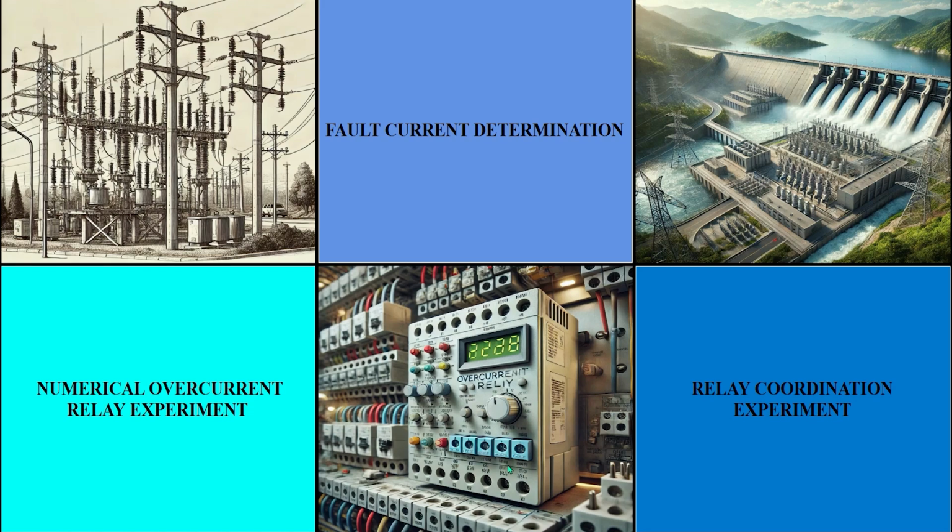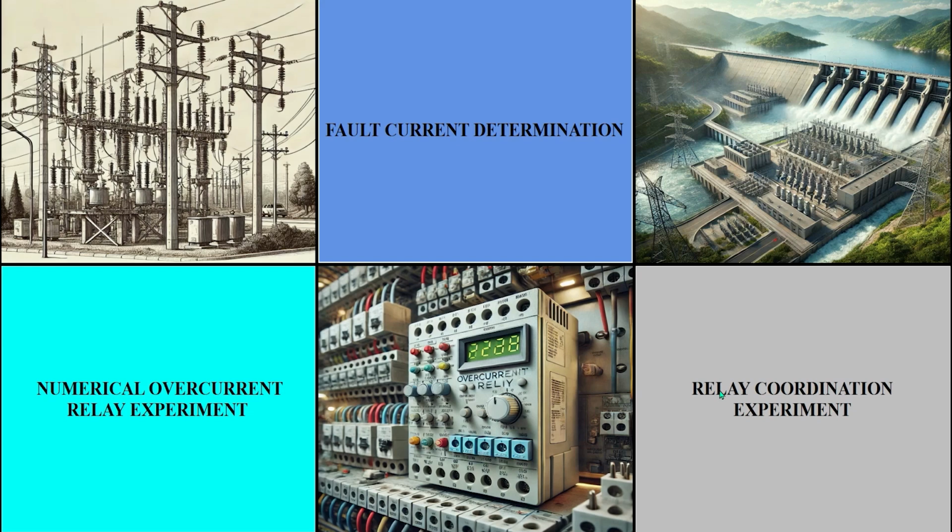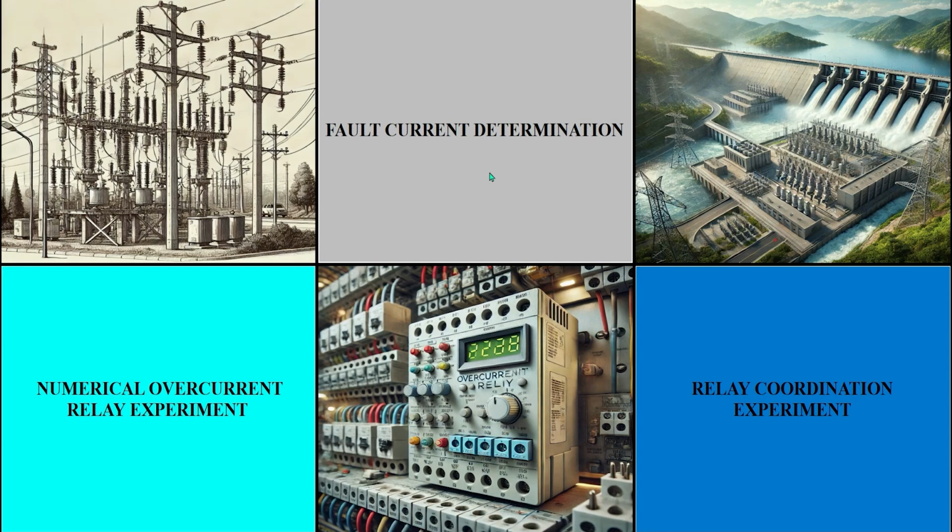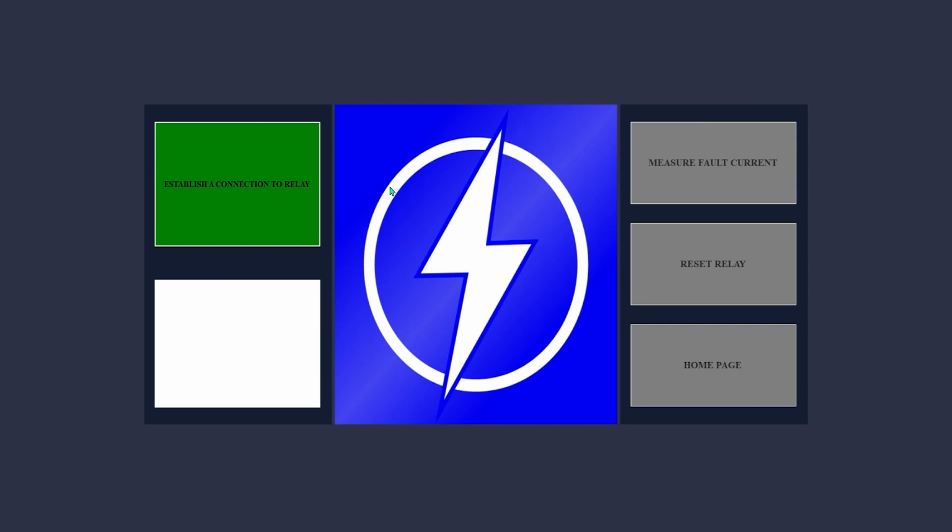Upon launching the software, 3 core modules are available to explore: fault current determination, numerical overcurrent relay experiment, and relay coordination experiment. Begin by clicking on the fault current determination module to find the fault current at location F3. A new interface appears. Click establish a connection to relay, which is to communicate with the relay hardware. A message like "relay not found, please check the connection" means the system is unable to detect the relay hardware.